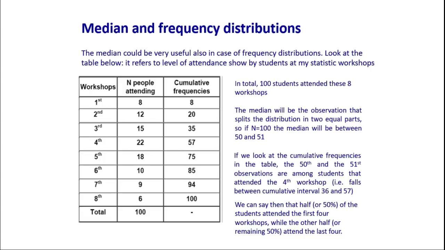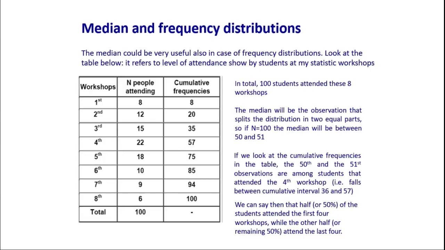Okay, so what I've got is these workshops, workshop 1, 2, 3, 4, 5, 6, 7, and 8. And these are the number of people attending. The first one, 8 people turned up. The second one, 12 people. And third one, 15 people. Fourth one, 22 people turned up. There must have been a registration going on that week. The fifth one, 18 people turned up. The sixth one, 10 people. The seventh, 9 people. And the eighth, 6 people.